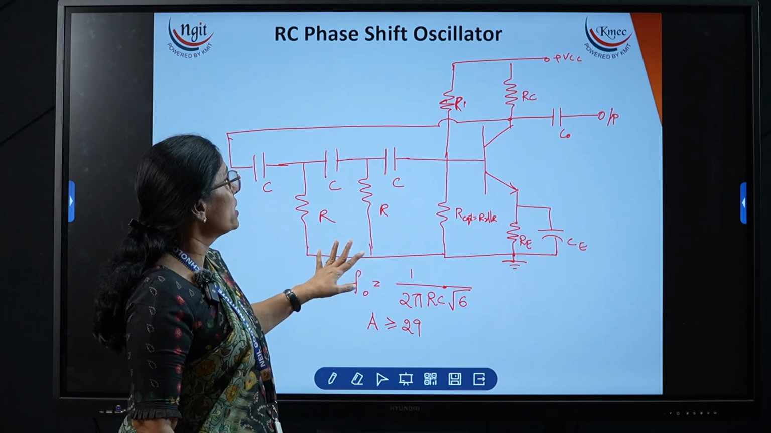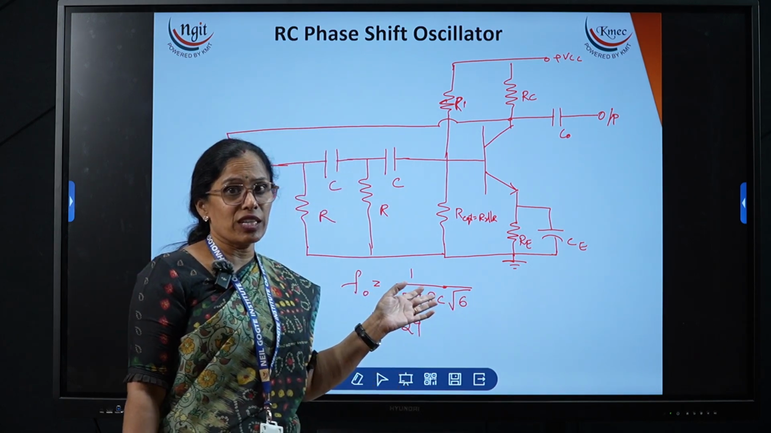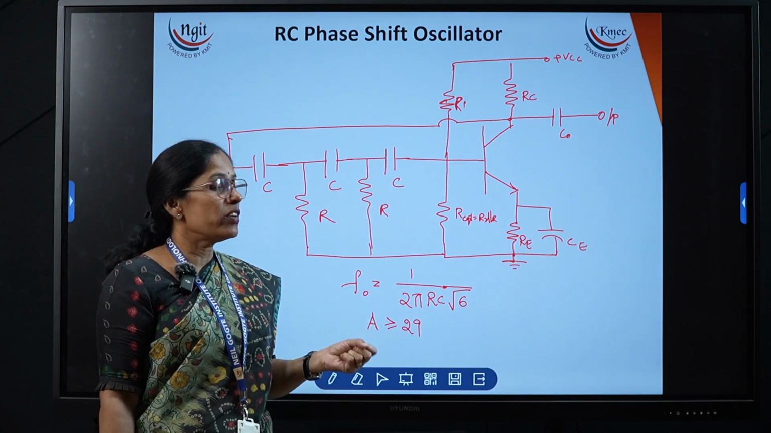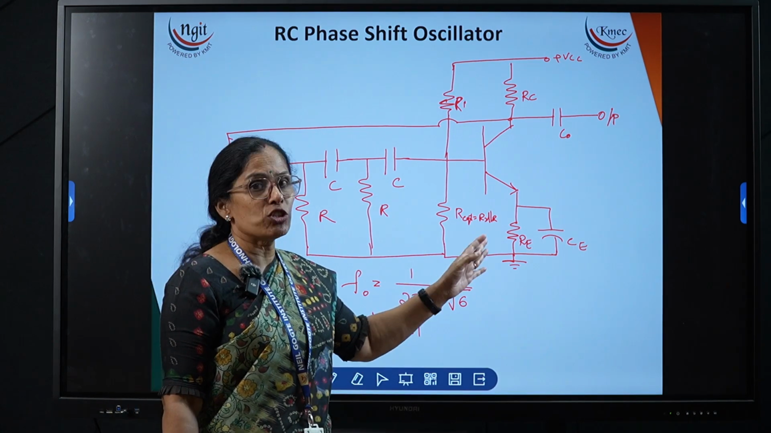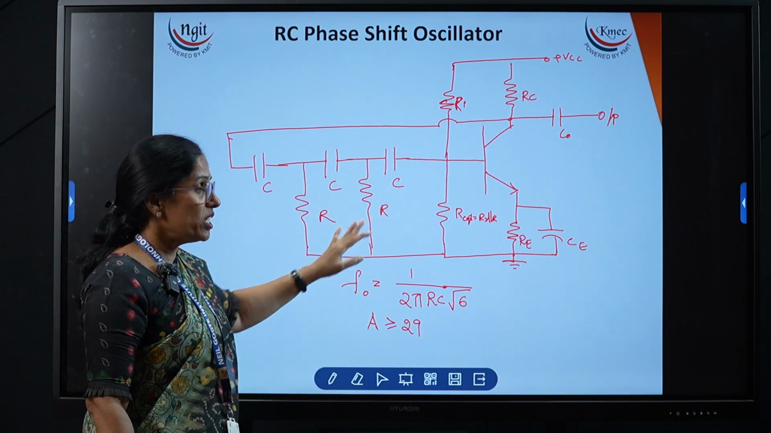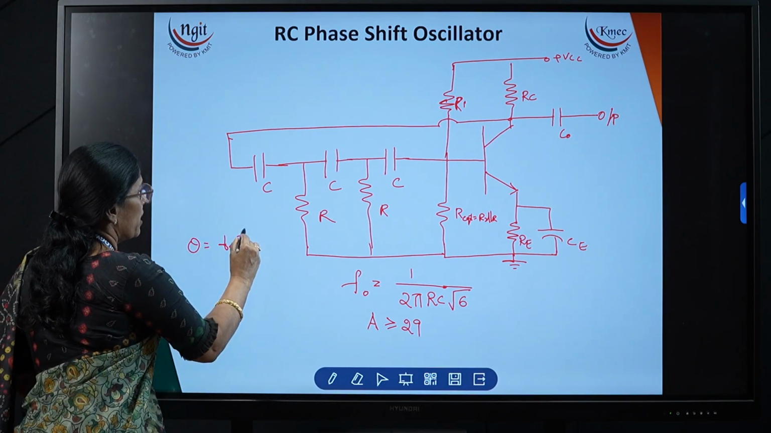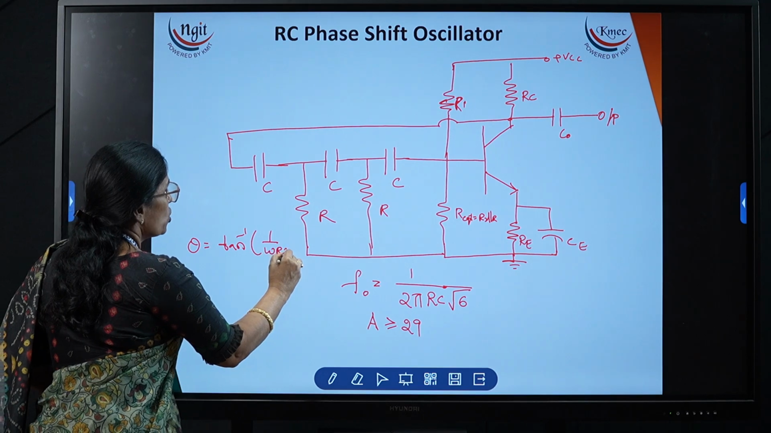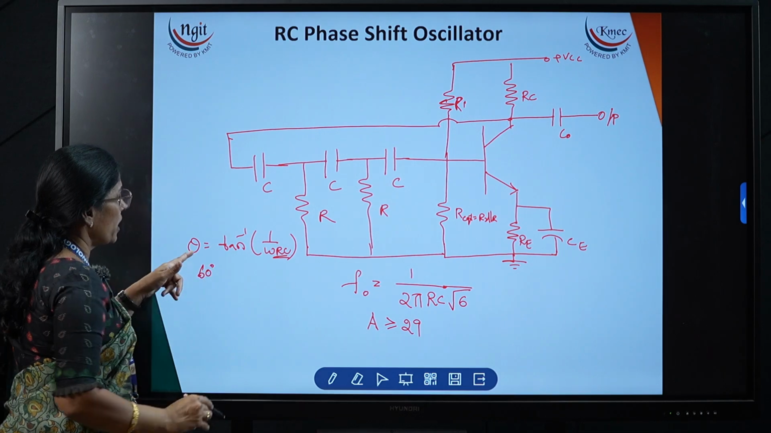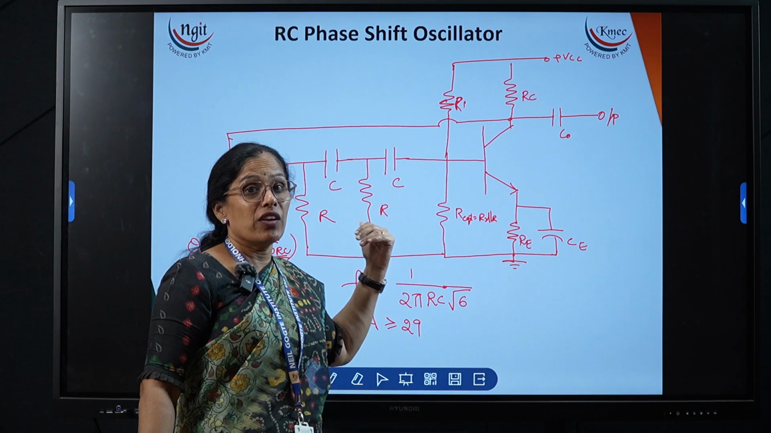So this is about the RC phase shift oscillator, but what are the drawbacks? By using this we can generate low frequencies, but the drawback is that we can't change the frequency value. If you want to change the frequency at the output, you need to change the R and C values. The phase shift here is tan inverse of 1 divided by omega RC, so if we change the R and C values, it will not maintain the 60 degrees. That's why it will not produce oscillations for various ranges of frequencies.